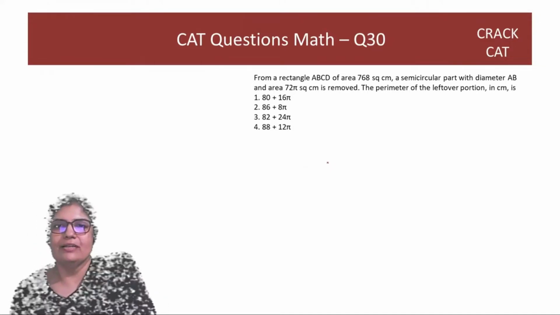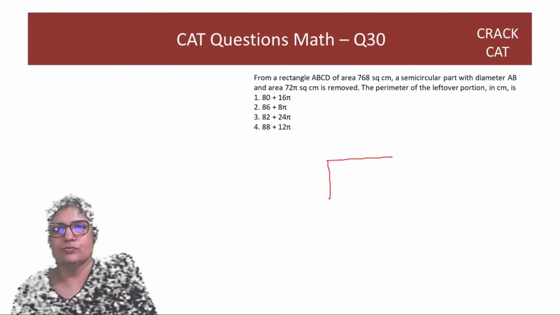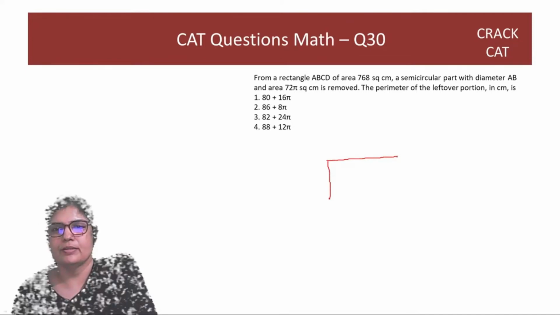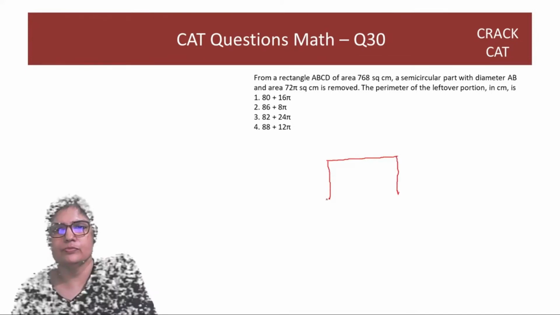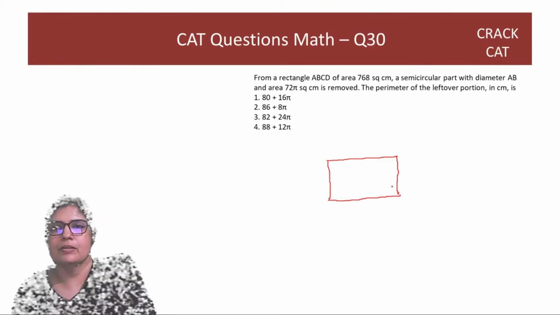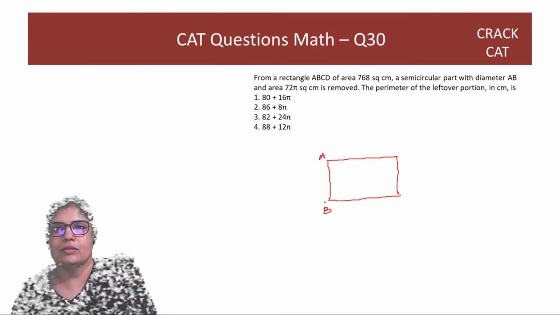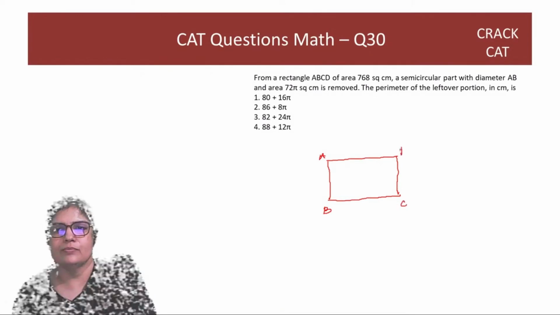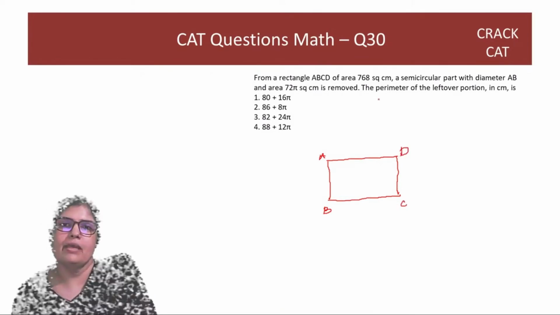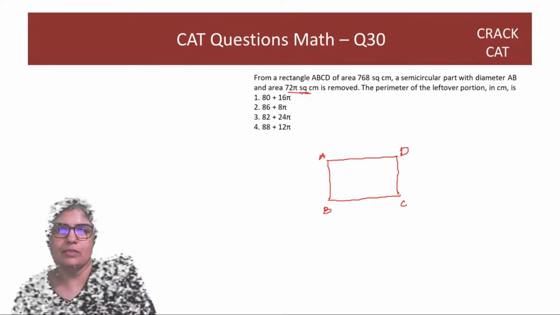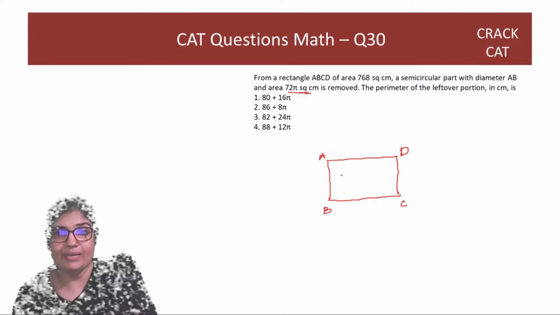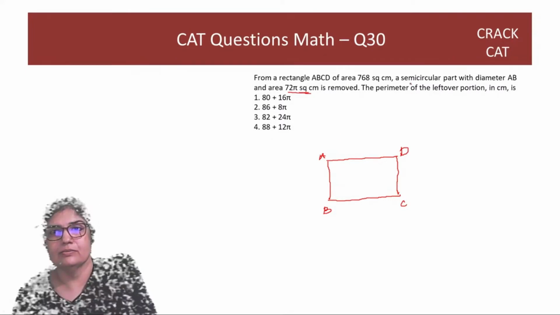From a rectangle of area 762. Okay, no problem. AB, CD. Area is 72 square centimeter. Diameter is AB and it is a semicircle.